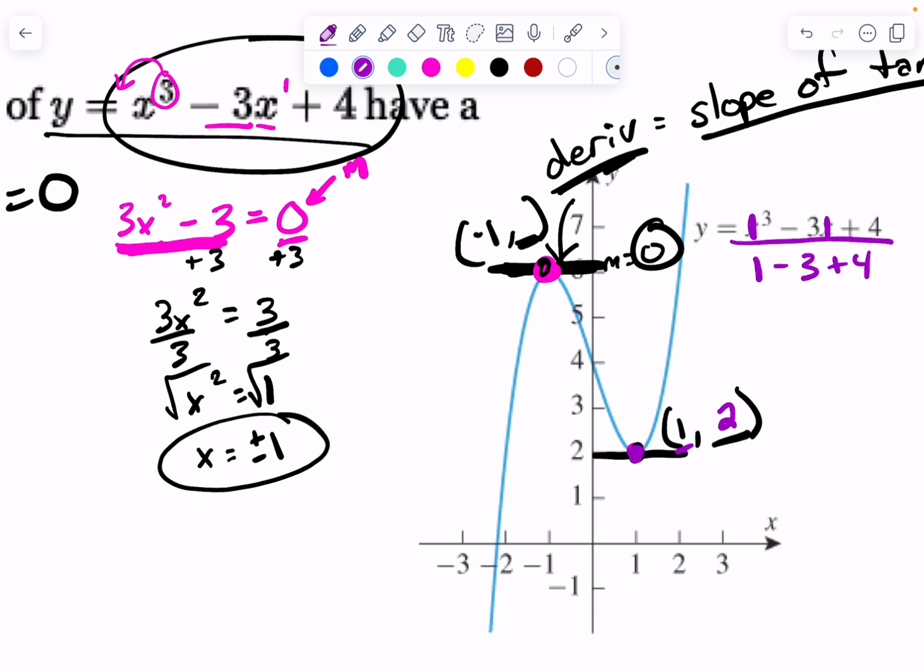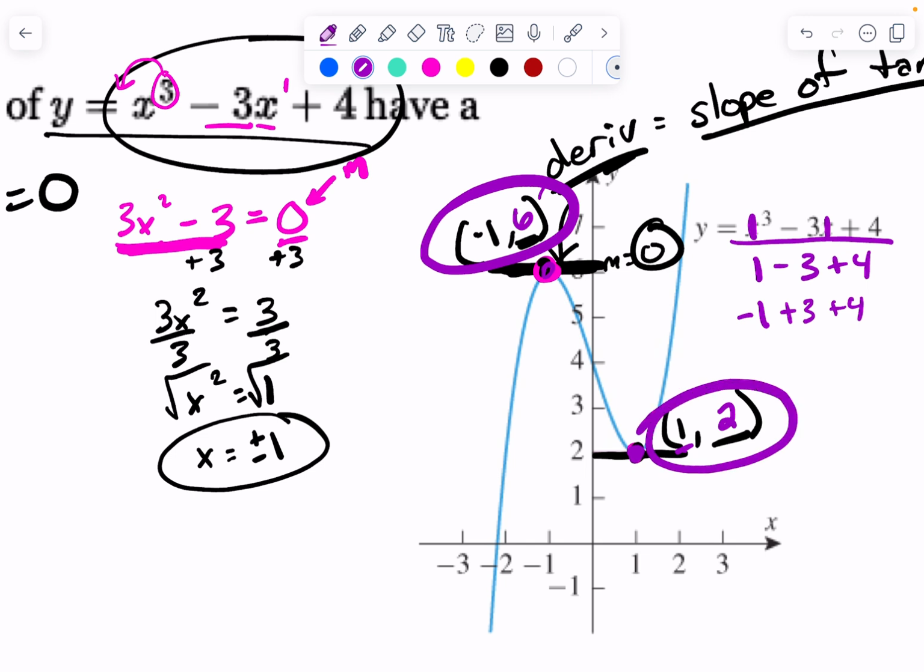All right. Now here we go. The next one, if I plug negative 1 in, negative 1 cubed is negative 1. Negative 3 times negative 1 is plus 3, plus 4. That is going to be 6. So those are my two places where I'm going to have horizontal tangent lines.